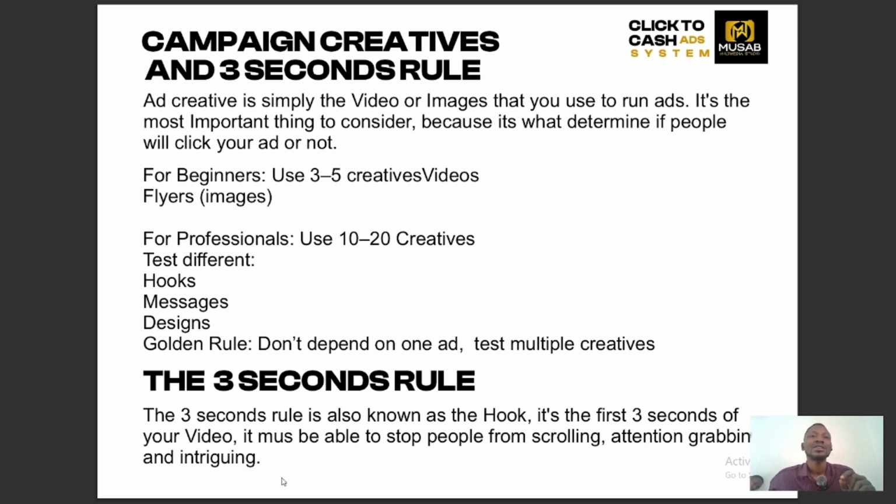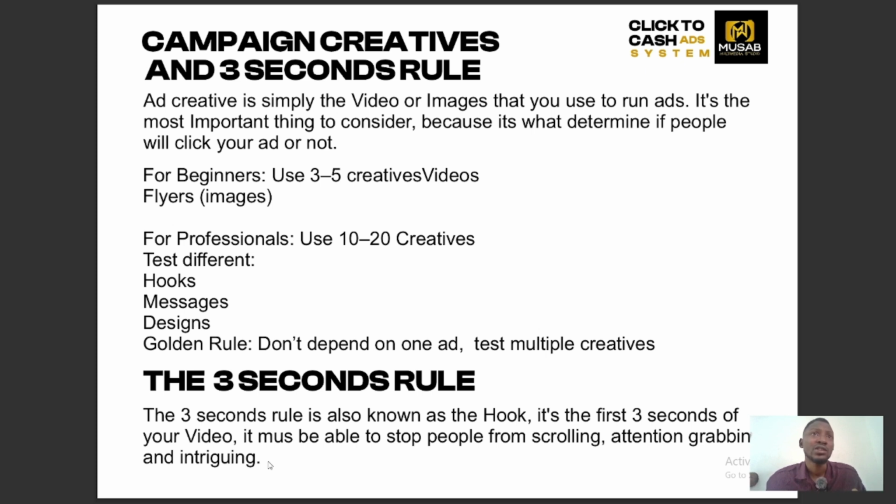So that is the 3-second rule. What you can do that will make people stop and watch your ad. This will determine if people are going to stay on your ad, click on it, and then convert. So the 3-second rule is just the first 3 seconds of your video and how you should do it in such a way that it will capture attention.